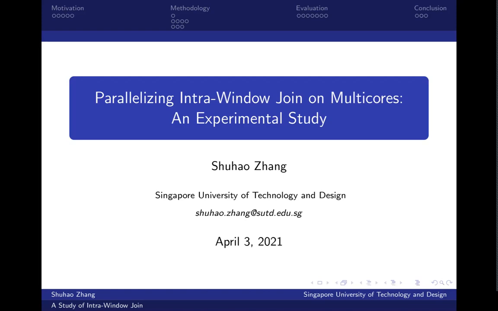The paper I'm going to present is regarding an experimental study of parallelizing intra-window join on multicore processors. Intra-window join is a special type of stream join operation that joins two input streams over a single window. It receives little attention in the big data area, despite being very important and practically used for operation.